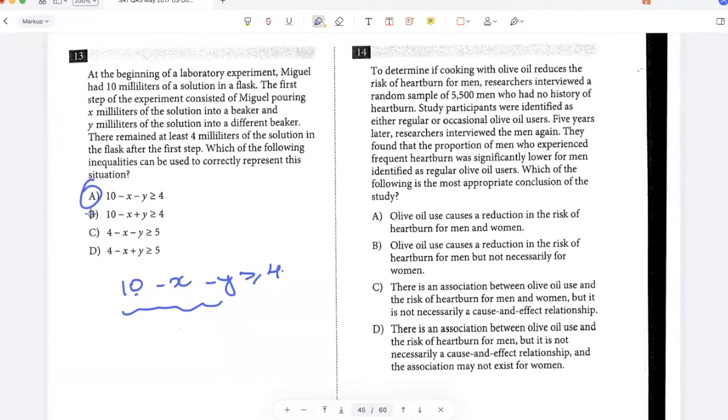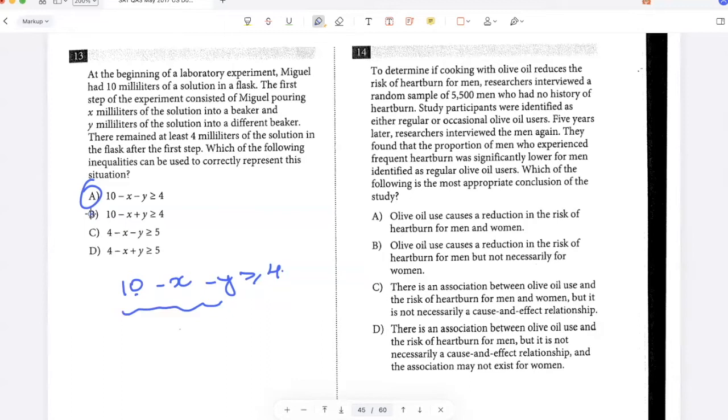To determine if cooking with olive oil reduces the risk of heartburn for men, researchers interviewed a random sample of 5,500 men who had no history of heartburn. Study participants were identified as either regular or occasional olive oil users. 5 years later, researchers interviewed the men again. They found that the proportion of men who experienced frequent heartburn was significantly lower for men identified as regular olive oil users. Which of the following is the most appropriate conclusion?